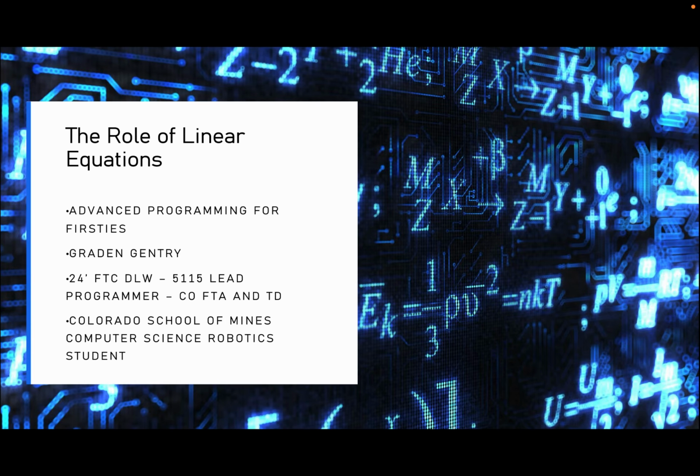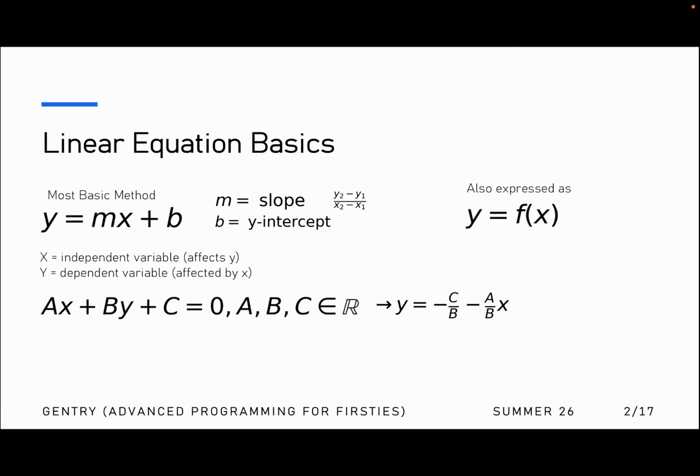All right, this is going to be our lecture on the role of linear equations. So some of the basics of linear equations. Most of you should know this, but y equals mx plus b, with m being the slope and b being the y-intercept. So if we have our xy, we can draw some line. This looks close to x equals y, because the slope looks to be about 1 and the y-intercept is 0. So we have y is equal to 1x plus 0, which simplifies to y equals x.